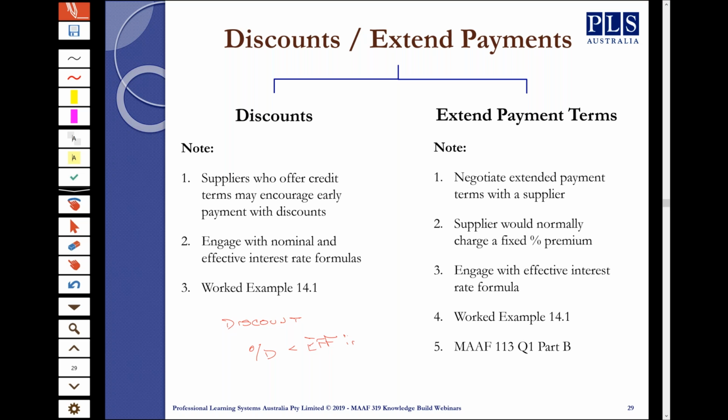If you're looking at it from an extended payment terms perspective, basically you're looking to negotiate extended terms, and the supplier may in that instance hit you with a fixed percentage premium. Again, you've got to engage with your effective interest rate formula, and in this instance, if your effective interest rate is less than the overdraft, then you would take on the extended payment terms. Now that's well illustrated in your worked example 14.1. We've only really seen that tested for 3 marks with respect to the 113 exam. The key, however, is that you understand how to arrive at this effective interest rate logic.